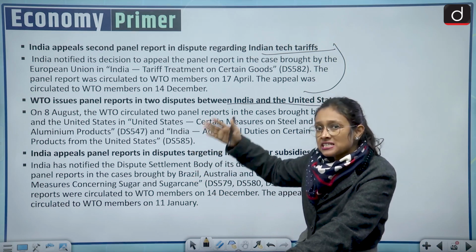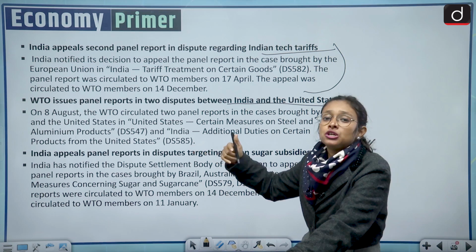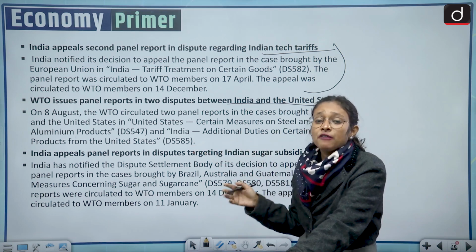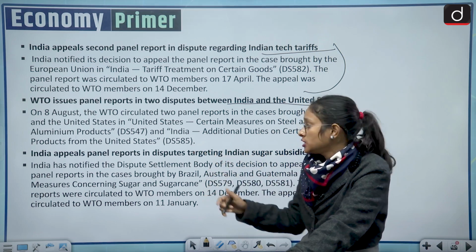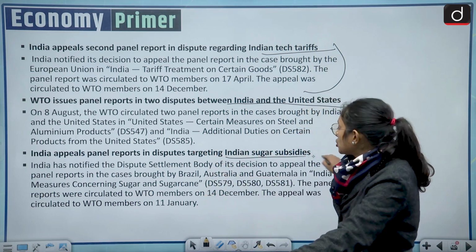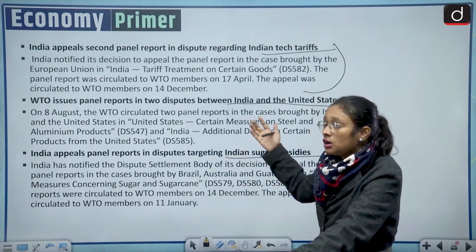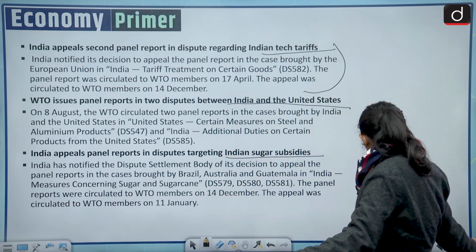What all these examples show is that WTO is helping countries to resolve their disputes and to have an efficient economy for each country. Similarly, the Indian sugar subsidies case was new, and India has also appealed this to the World Trade Organization.